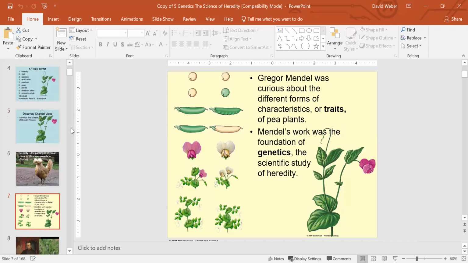So Gregory Mendel was curious. He was a scientist a long time ago. We'll actually get into his history a little bit later. But back in the day, a really long time ago, he was curious about different forms of characteristics, also known as traits, of pea plants. So characteristics are traits, okay? Mendel's work was used for the foundation of genetics and the study of heredity. Write that one down too. Pause the video until you're done.